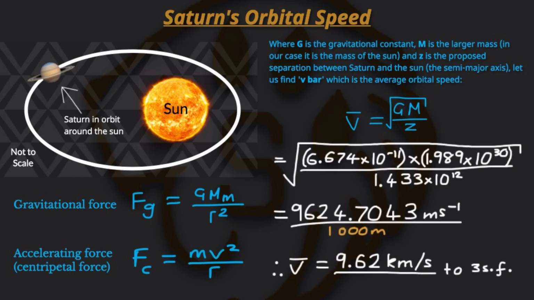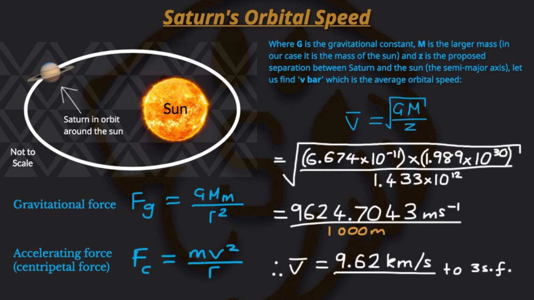So if we plug our values into that formula, we find that our G will be the gravitational constant, which is equal to 6.674 times 10 to the power negative 11, multiplied by the mass. There's the mass there, which is the mass of the sun. That's the larger mass, which is 1.989 times 10 to the power 30 kg. And that will be over the semi-major axis, which we now know. And then we square root that value, and then we get 9624.7043, pardon me, 44 something going forward, meters per second.